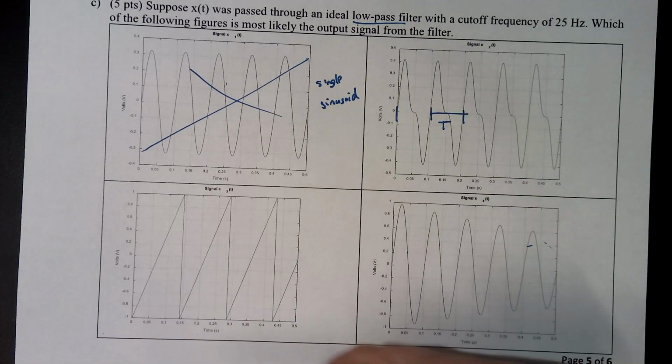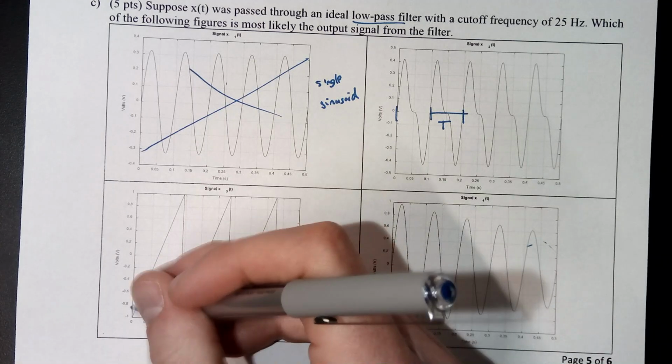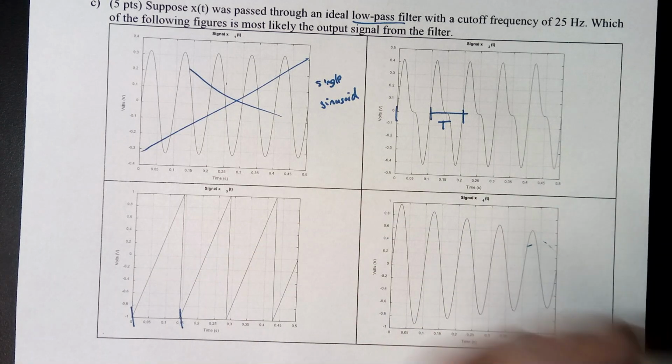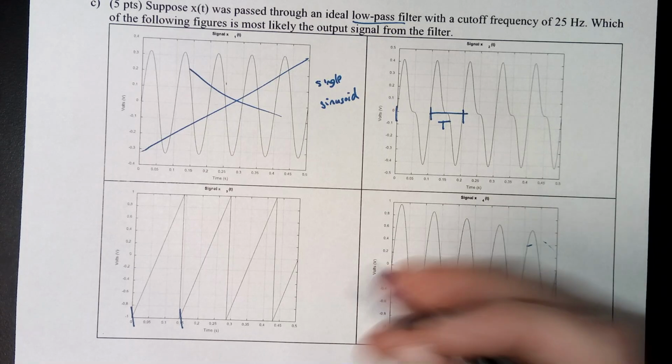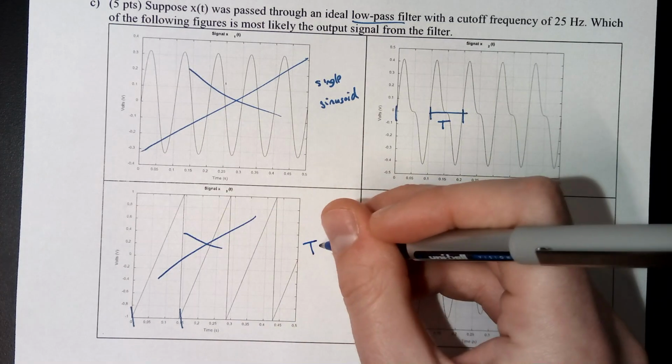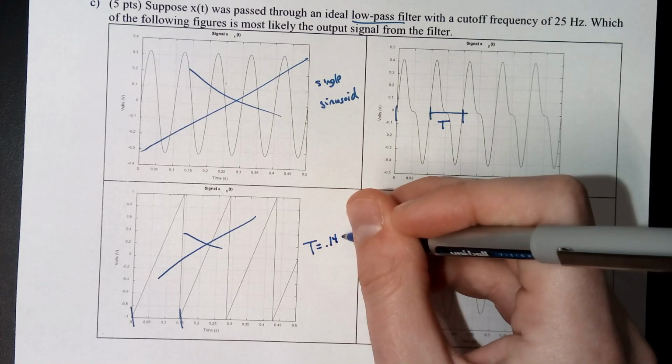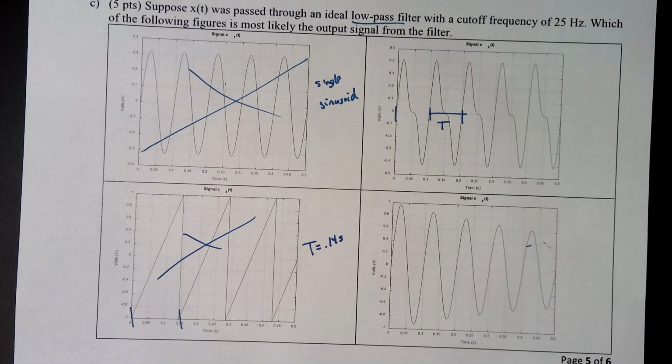Here we have a triangle wave, and it repeats every roughly 0.15 or 0.14. So that's a no, because T equals 0.14 seconds instead. So that doesn't work. We could also know that it's hard, or impossible, to make a triangle wave with two sinusoids.